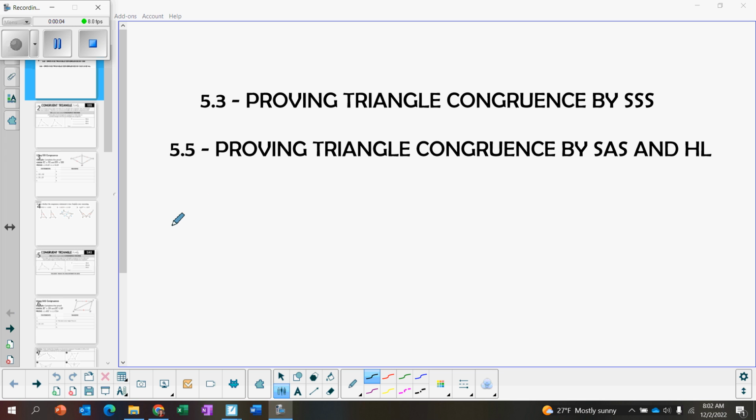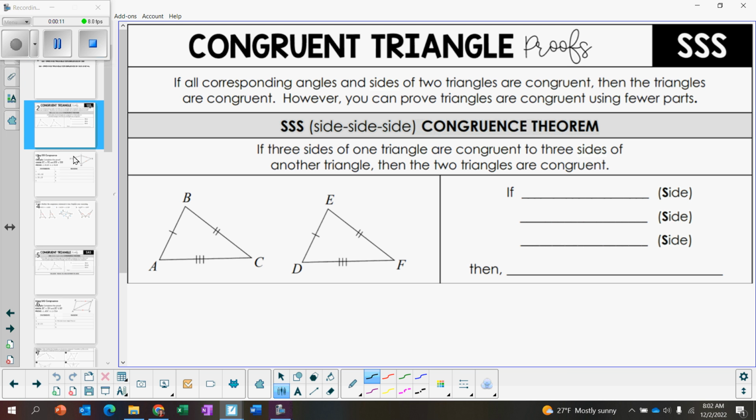Lessons 5.3 and 5.5, we're going to be proving triangles congruent today. So our first way we are going to prove the triangles congruent will be SSS, the side-side-side congruence theorem. If three sides of one triangle are congruent to three sides of another, then the triangles are congruent.